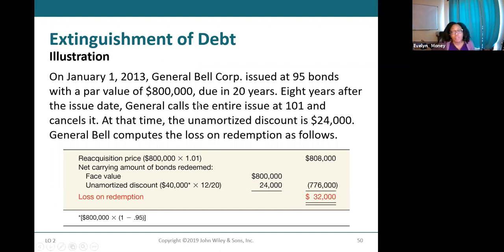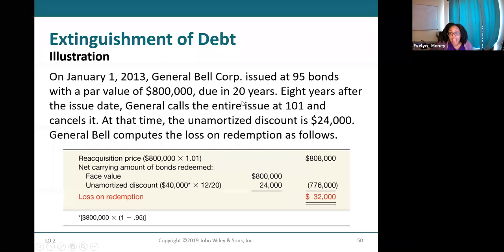So let's say this example. We have General Bell Corporation issuing at 95 bonds with a par value of $800,000. So I know immediately these bonds were issued at a discount. They're due in 20 years. 8 years after the issue date, General calls the entire issue at 101. So they are going to pay 101% of par value. That is the reacquisition price. So pay close attention to that number. And they cancel the debt. At that time, the unamortized discount is $24,000. And we need to compute whether or not there's a gain or loss.